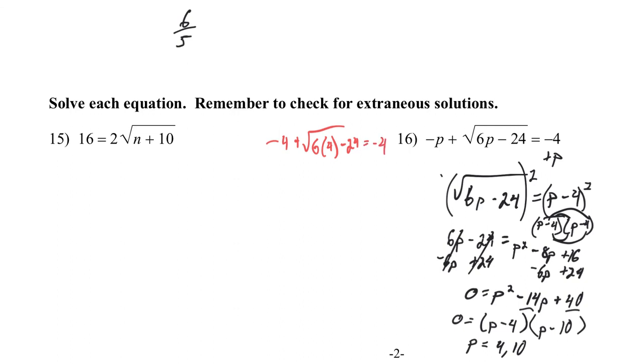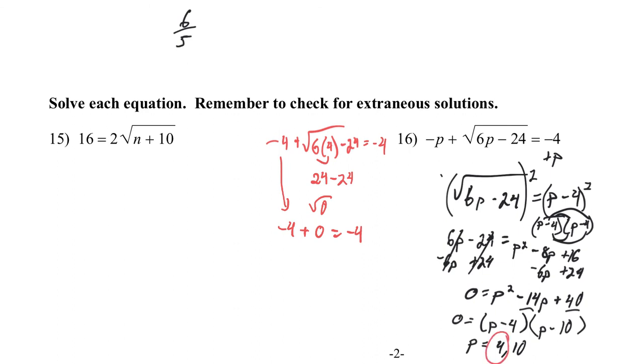So now I'm just evaluating here. So the 6 times 4 inside is going to be 24 minus 24. It's going to be 0. The square root of 0 is 0. Drop down that minus 4 there. Equals minus 4. 0 plus negative 4 is going to be negative 4. So this one works. So circle the 4.